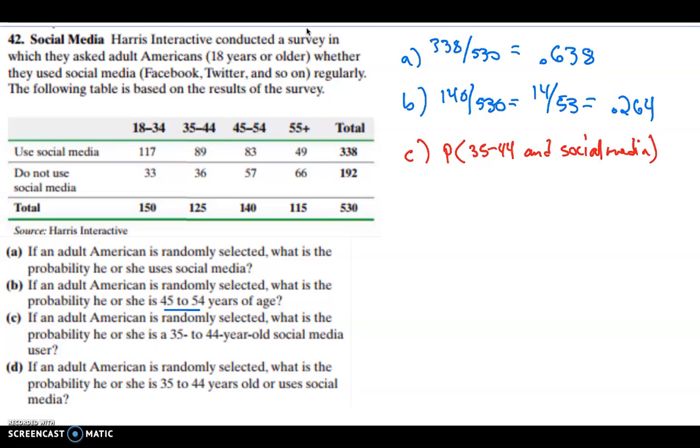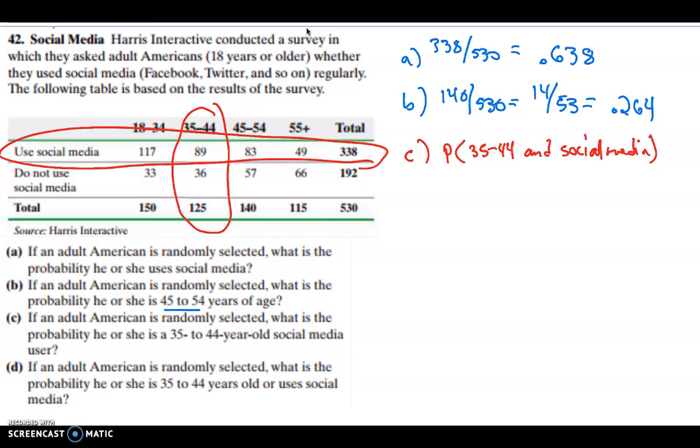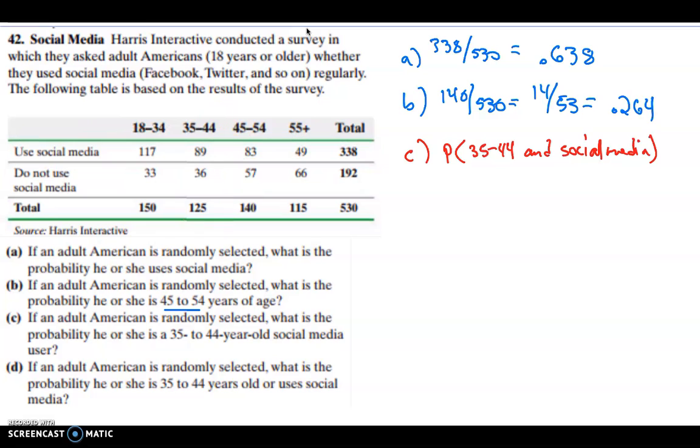And so what we can do, this is the nice thing about the two-way table, is we're going to look and we're going to see, okay, so those that are 35 to 44, that's this column. And those that use social media is this row, and their intersection is right here. There are 89 users. So then we would take 89 of those individuals and divide it by the total 530 people. And that would give us 0.168. So that is the probability of someone being 35 to 44 and they're a social media user.